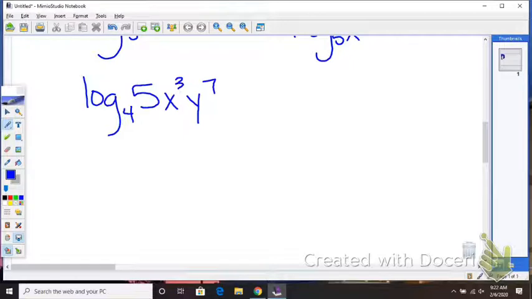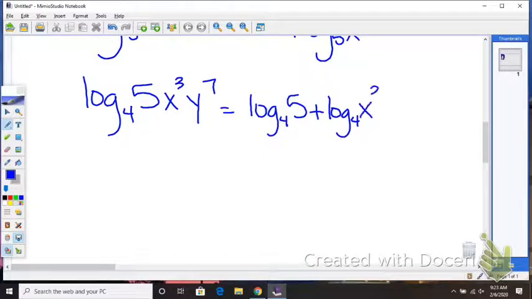Okay, let's take and expand this. You guys do the first step of it. The first step is going to be to put a log with each piece that's being multiplied and put plus signs between them because we're multiplying here. Log base 4 of 5, like that. Yep, like that. Log base 4 of 5 plus log base 4 of x to the third plus log base 4 of y to the 7th. Okay, I'm going to go with y to the 7th.